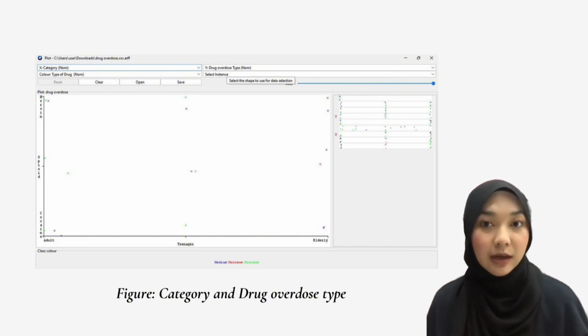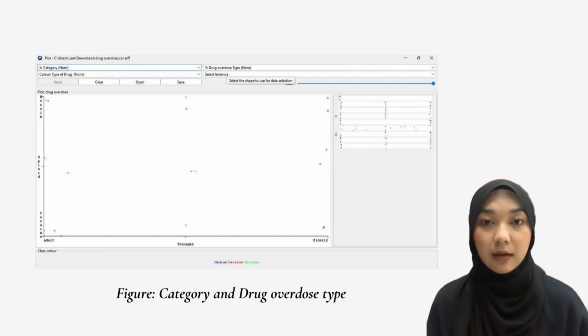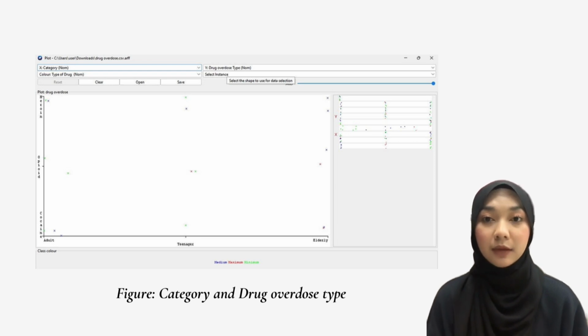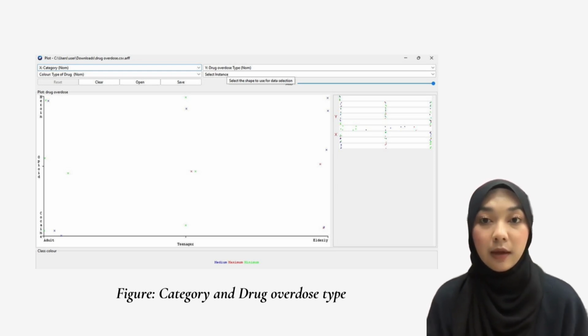For teenagers, the rate of death for all types of drug is medium, maximum, and minimum. It shows that the death rate for teenagers who take all kinds of drug is high. For elderly, the data shows the rate of death for all types of drug is medium and maximum.